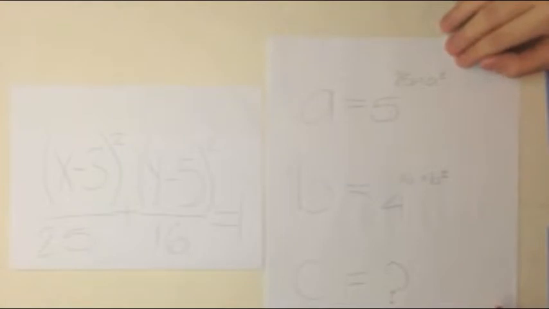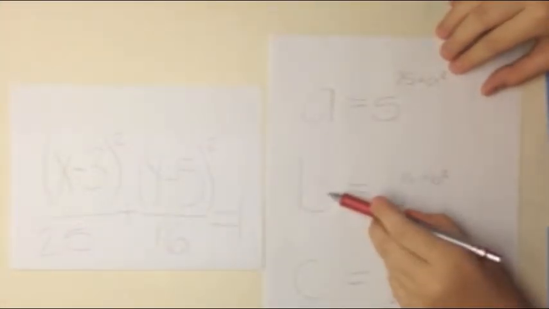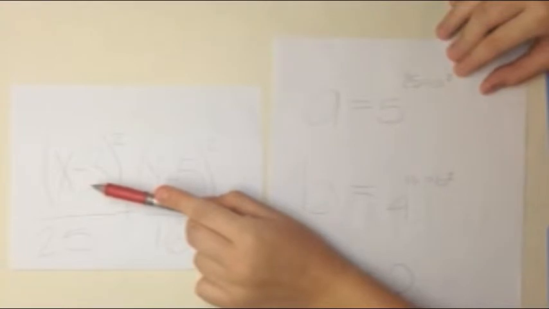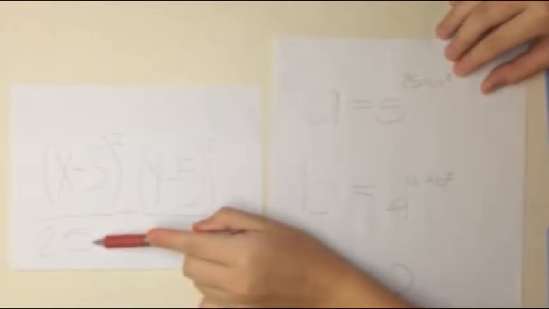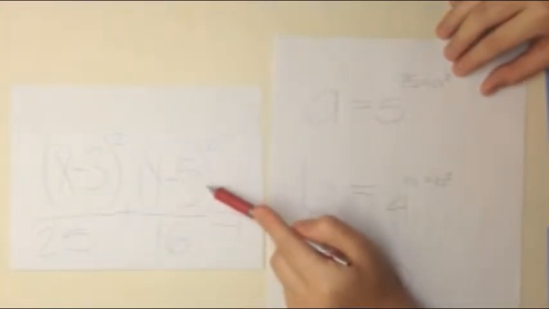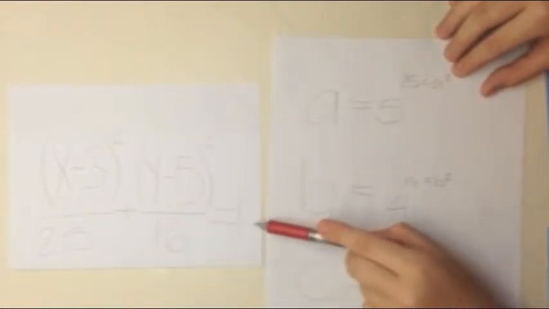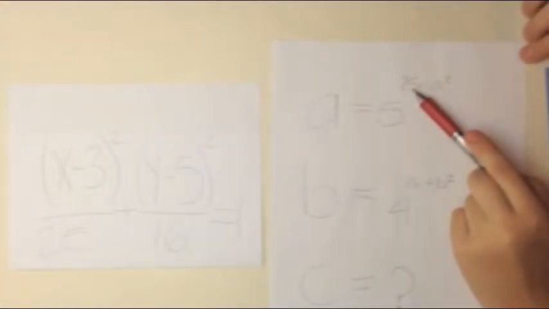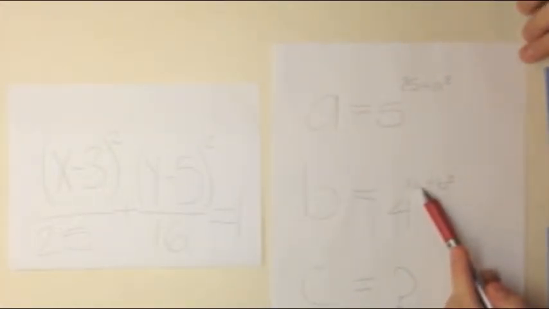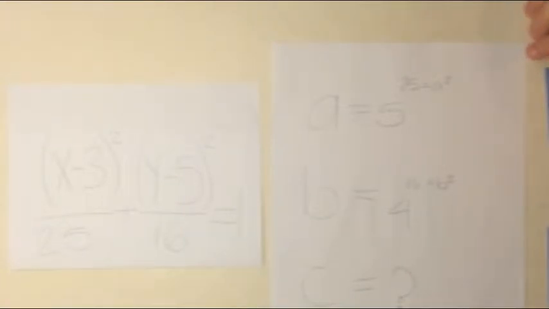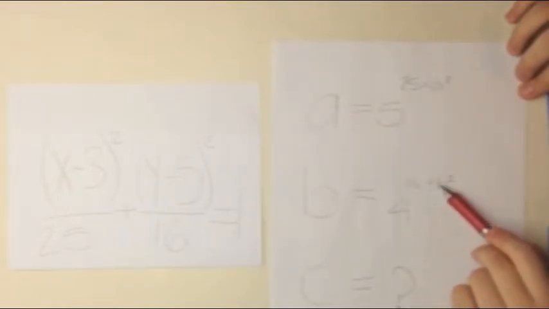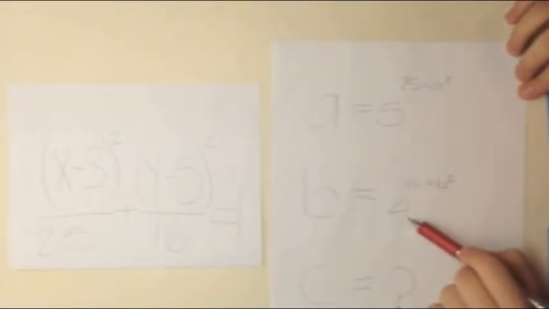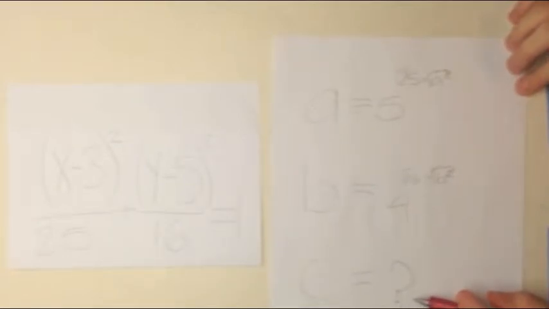To find the following properties or elements, we have to identify a, b, and c. The formula is x minus h over a squared plus y minus k over b squared equals 1. Here we know that a squared is 25 and b squared is 16. Still, we do not know either c squared or c. The square root of 25 is 5 and the square root of 16 is 4. We do not know what c stands for.